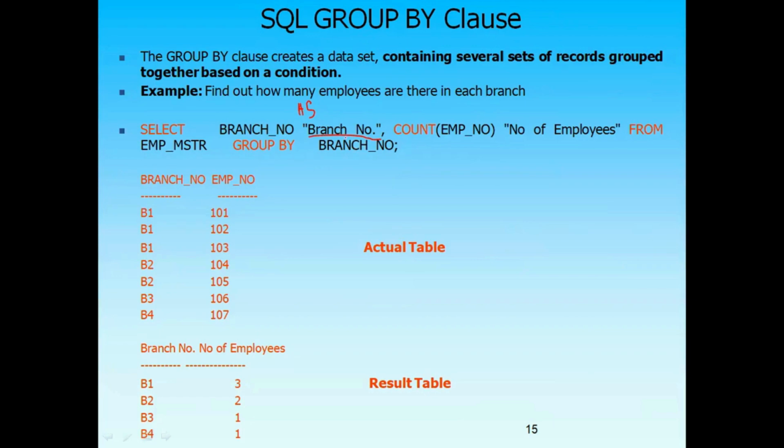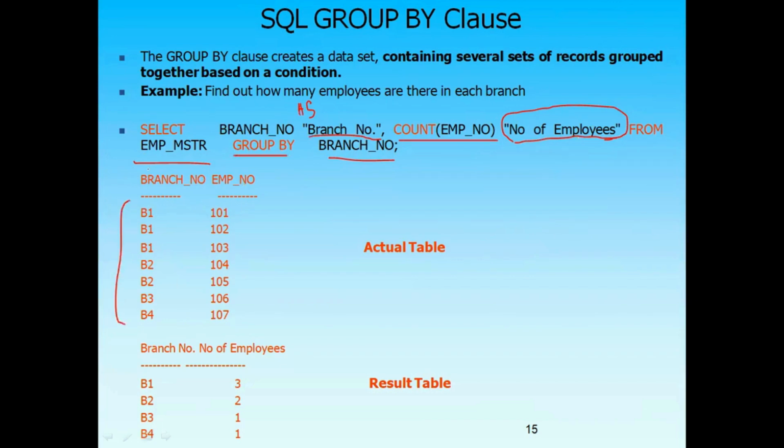So select branch number as branch number, count of employee number. I want to count the number of employees in each branch. Instead of count employee number in the result, I want the column name to be number of employees. If you're writing this string in double quotation marks, no need to use an underscore. This complete string will be given as the name of the resultant column in the display. From employee master, my table name, group by branch number. Now my grouping field is branch number. Branch-wise, I want to display the total number of employees. So if you observe, this is my actual table.